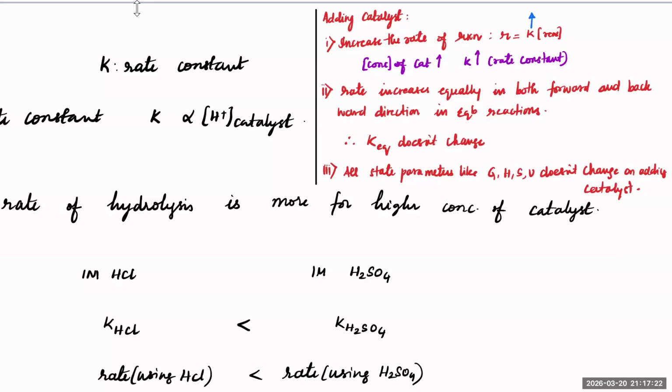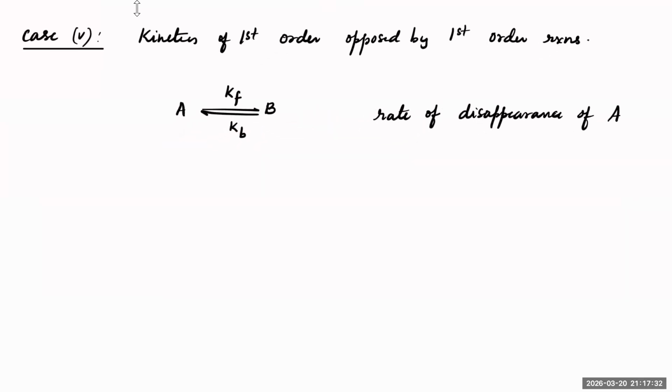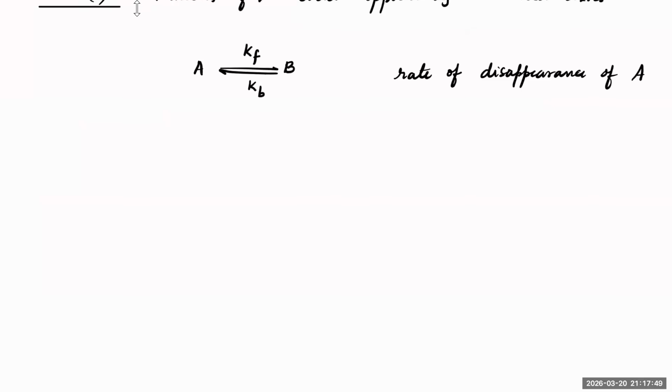In case of an equilibrium reaction, I told you that catalyst will increase the rate equally in the forward direction as well as the backward direction. So now let's go through this case. Kinetics, how does it vary if you have first order in both directions, A to B is also first order, B to A is also first order. Now, before going into further details of it, we need to learn some basic terms here.